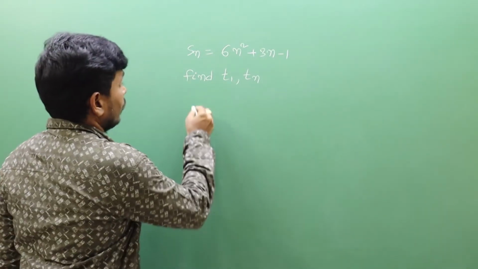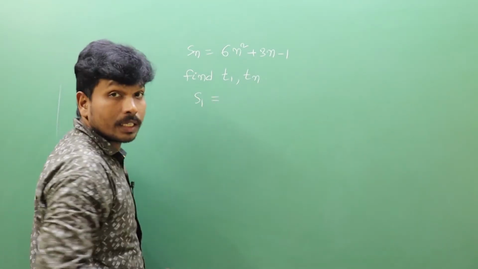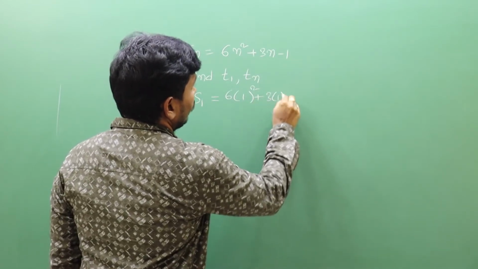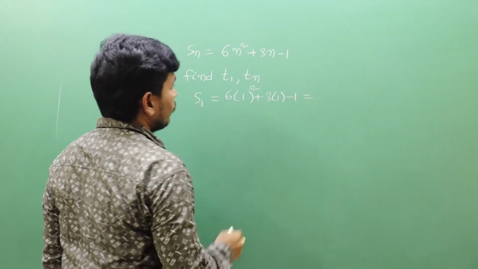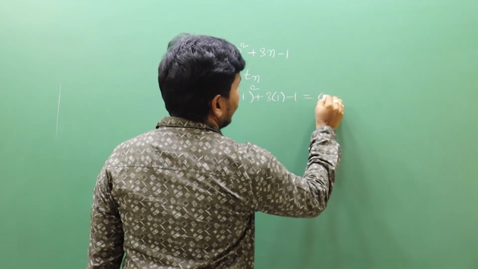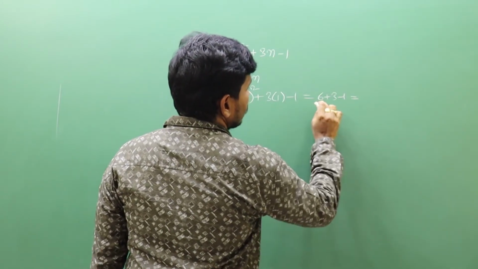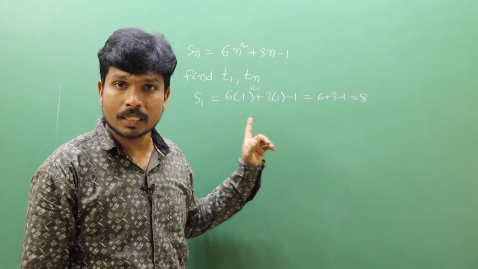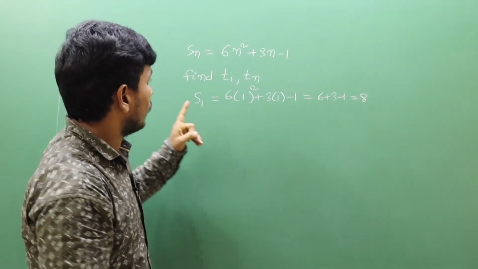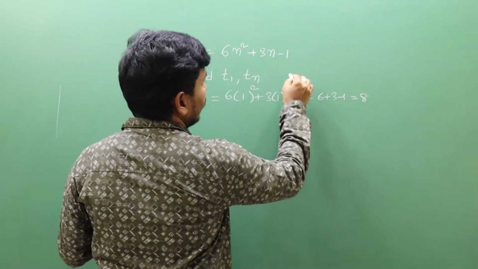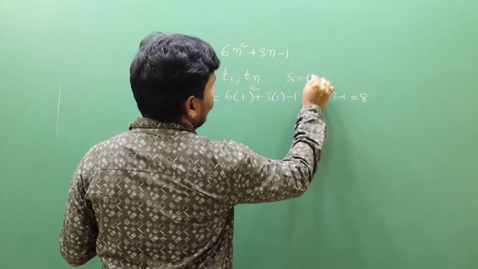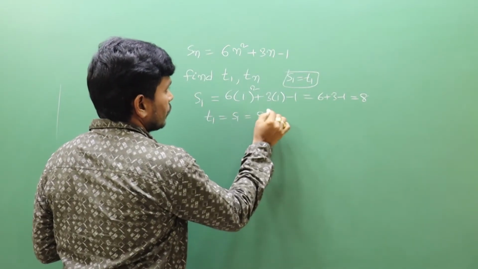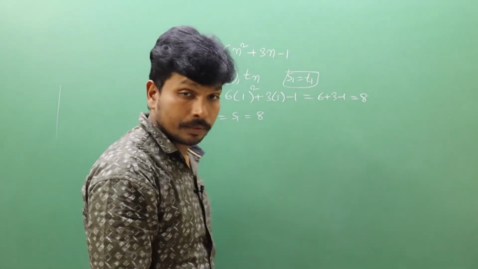N value you take it 1. That is S1. S1 is equal to 6 of 1 square plus 3 of 1 minus 1. That is equal to 6 plus 3 minus 1. 6 plus 3, 9. 9 minus 1 is 8. S1 is 8, which is nothing but the sum of the first one term. S1 is equal to T1, no? So therefore T1 is equal to S1, that is equal to 8. First term we got it.